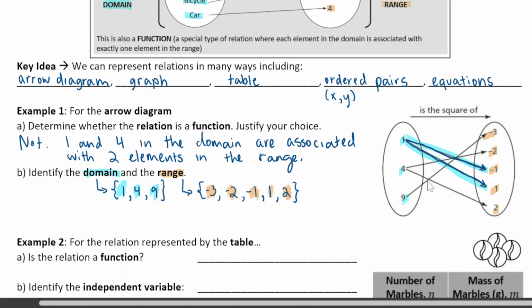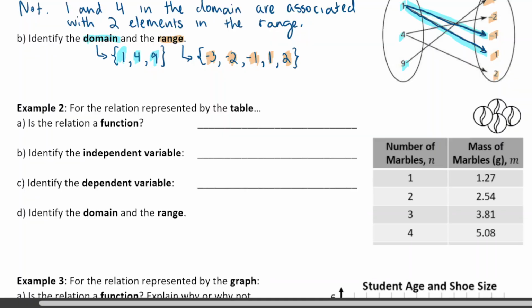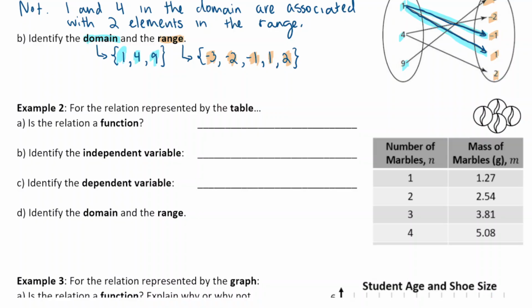Okay, let's look at a table and how we might represent a relation in a table, and then we'll look at a graph. So here's a table. On the left, we always have the input values or the domain. If it was on a graph, these would be the x values. And then on the right, we always have the y values, or the dependent variable. Okay, so is this relation a function? So here I can see that each marble is associated with only one mass. So for that reason, yes, this is a function.